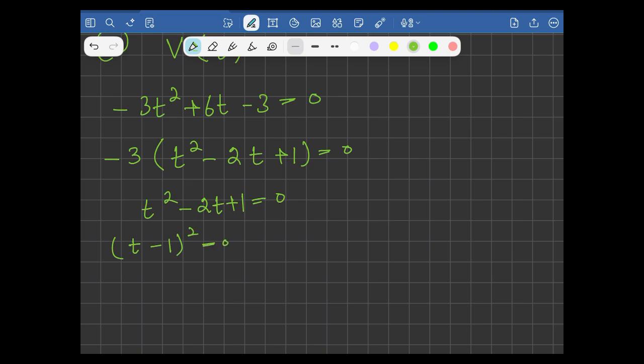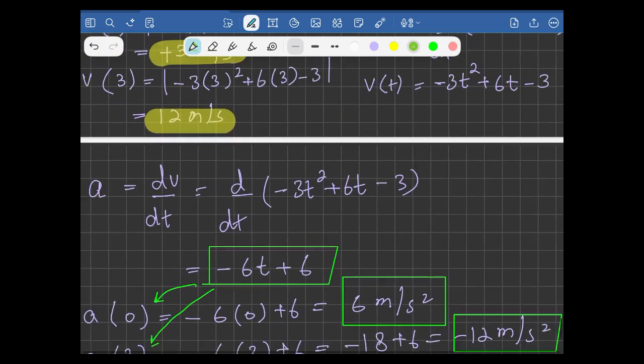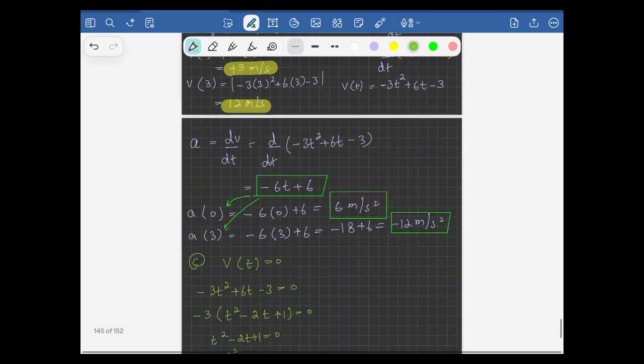We take the square root on either side, so t minus 1 equals 0, or t equals 1. Of course, we do not select negative 1 for the time because seconds cannot be negative. So it's going to be t equals 1 second. Let's see if this exists in our time interval. The time interval was 0 to 3. Yes, 0 to 3.